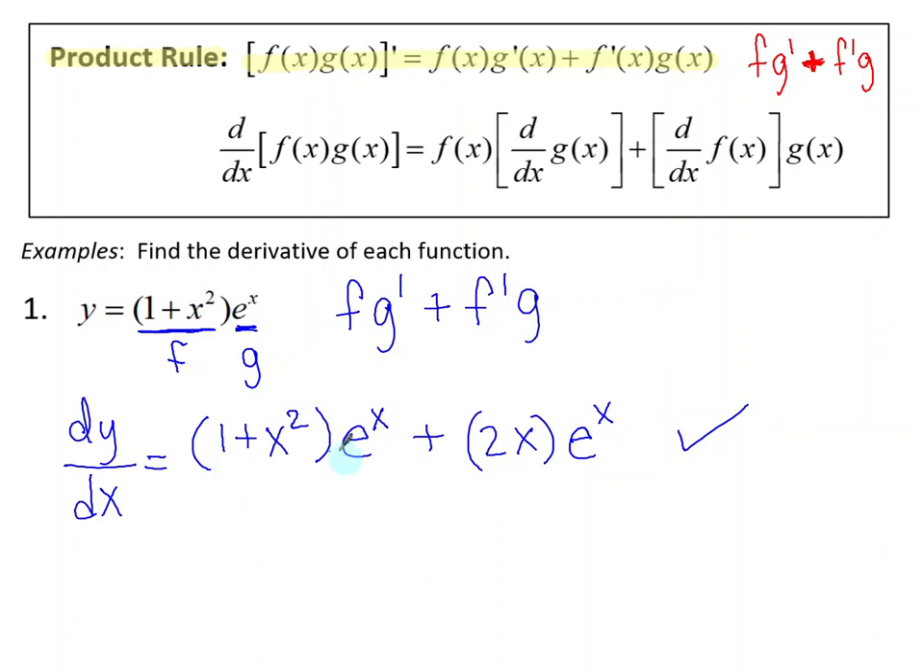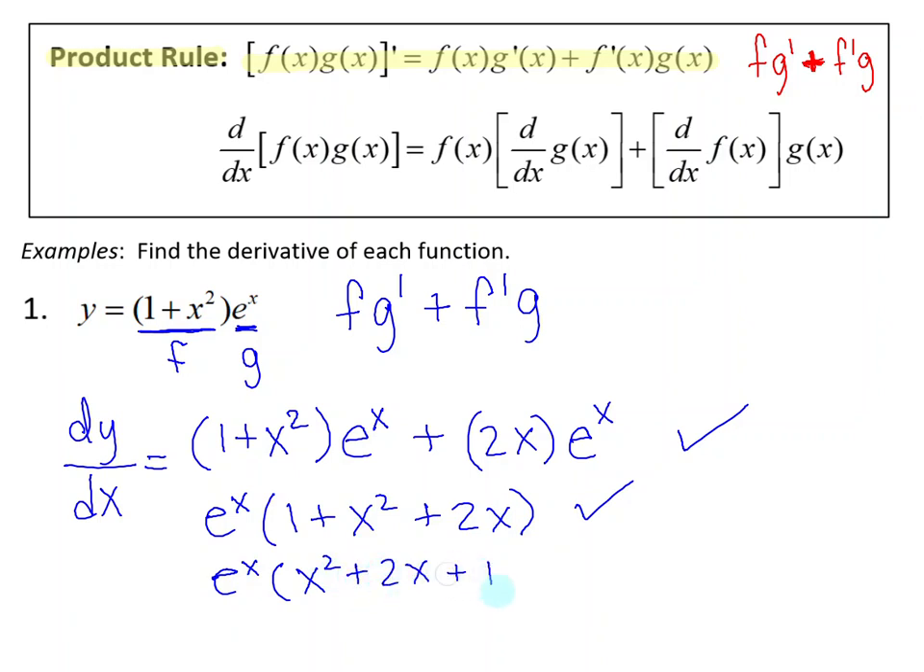However, sometimes we'll see this factored and cleaned up a bit. So this is also equivalent to factoring out e to the x and getting 1 plus x squared plus 2x. Also an acceptable answer. But we can factor this further. If we write this in standard form, x squared plus 2x plus 1, we'll be able to factor that so our answer can look even cleaner, e to the x times x plus 1 quantity squared.